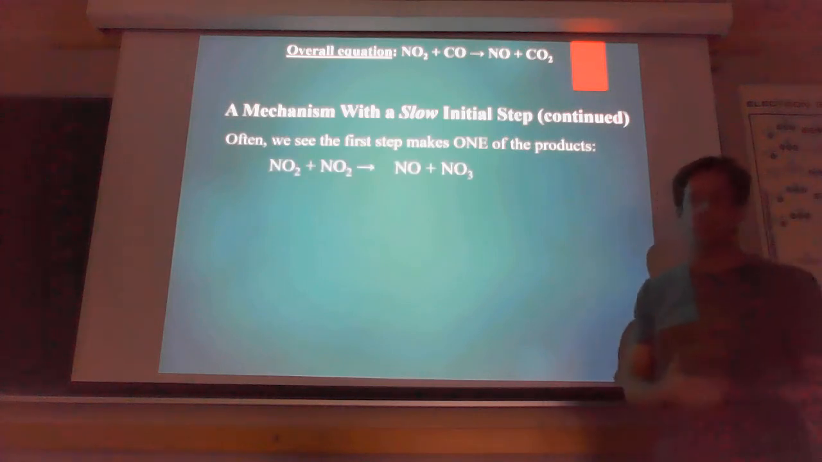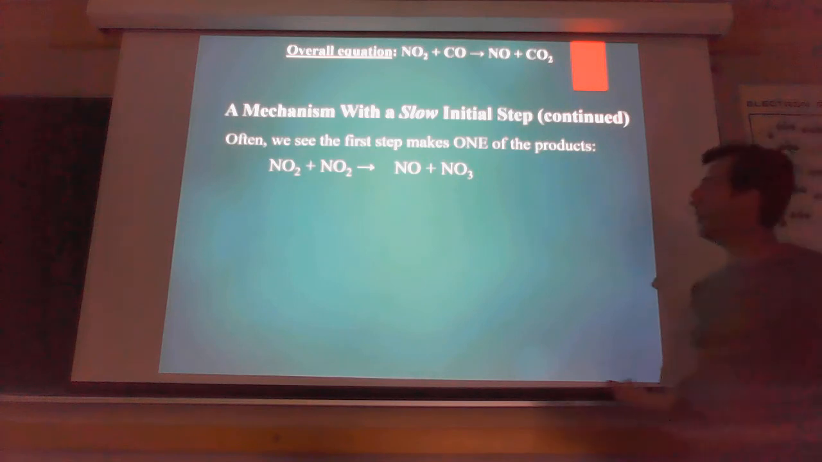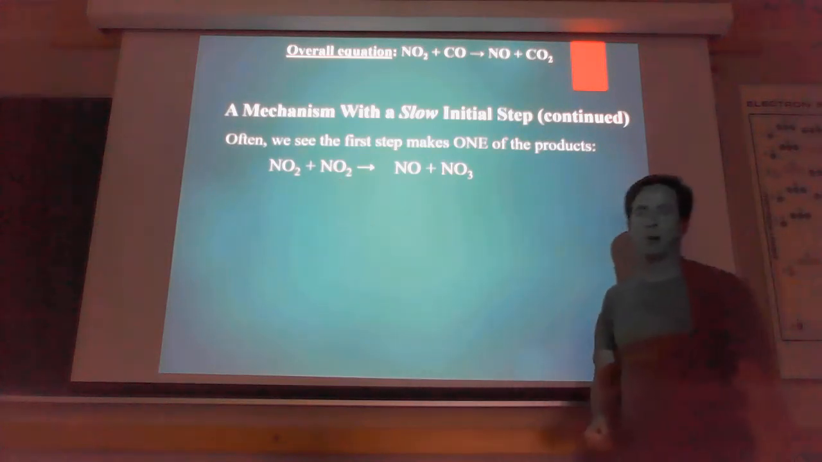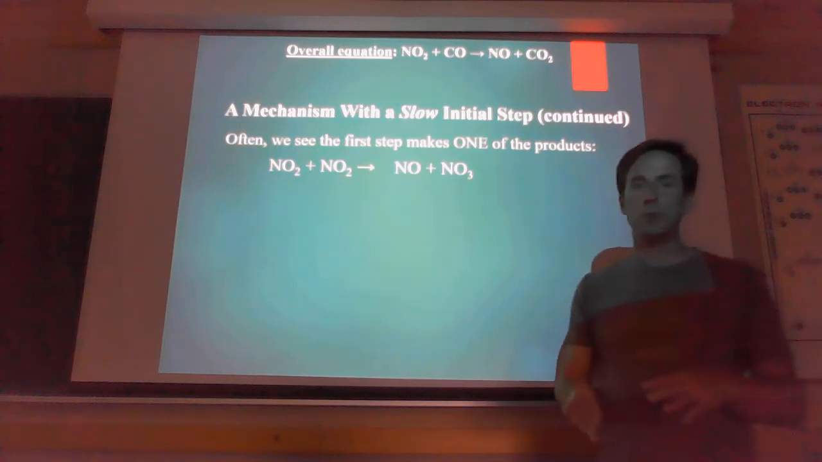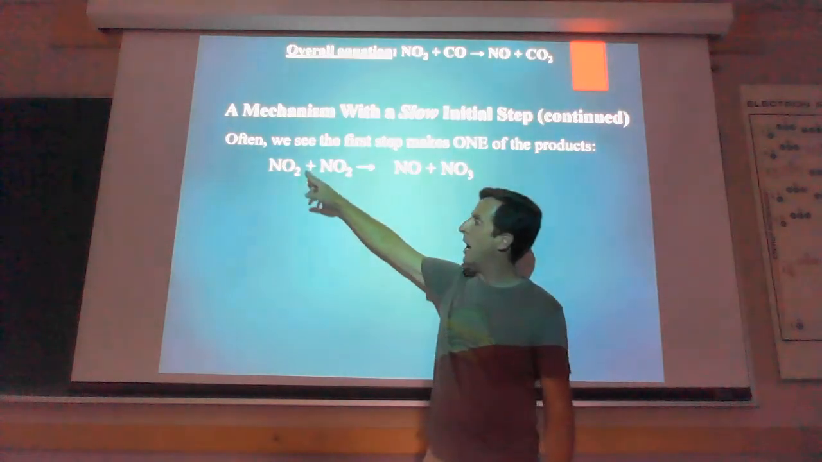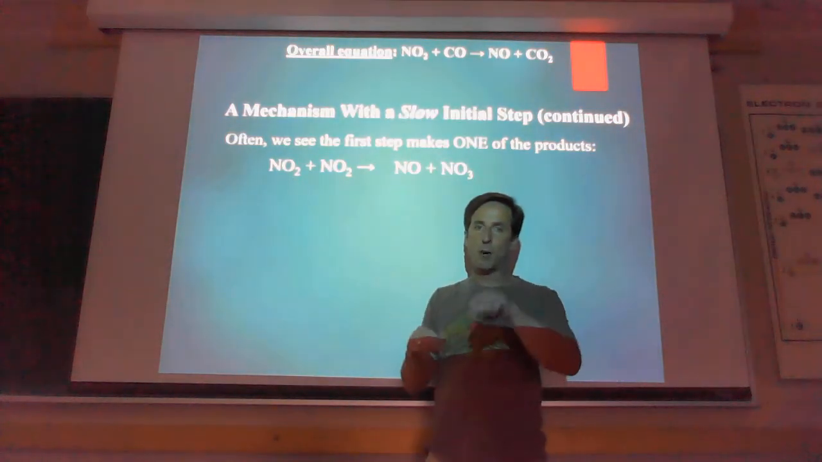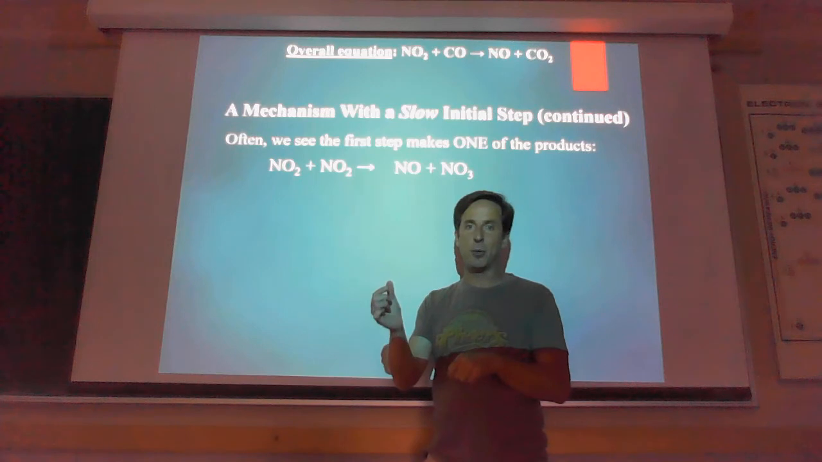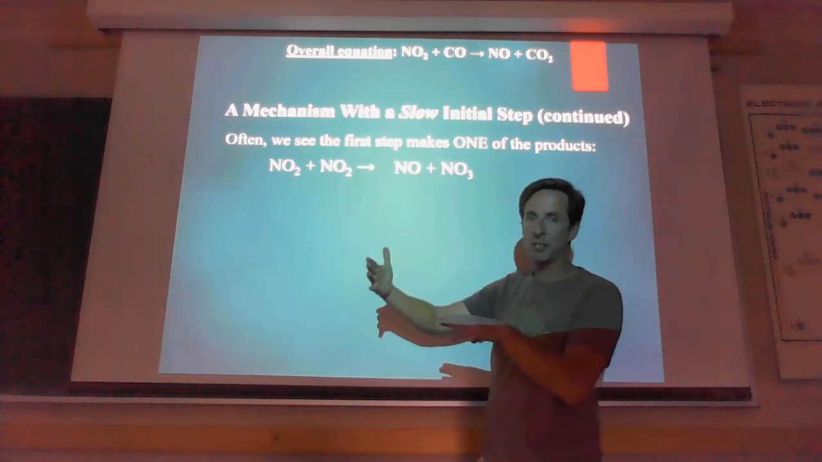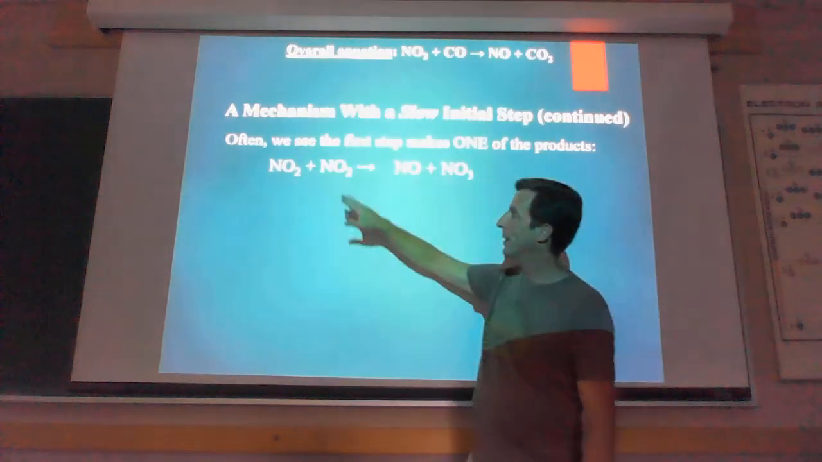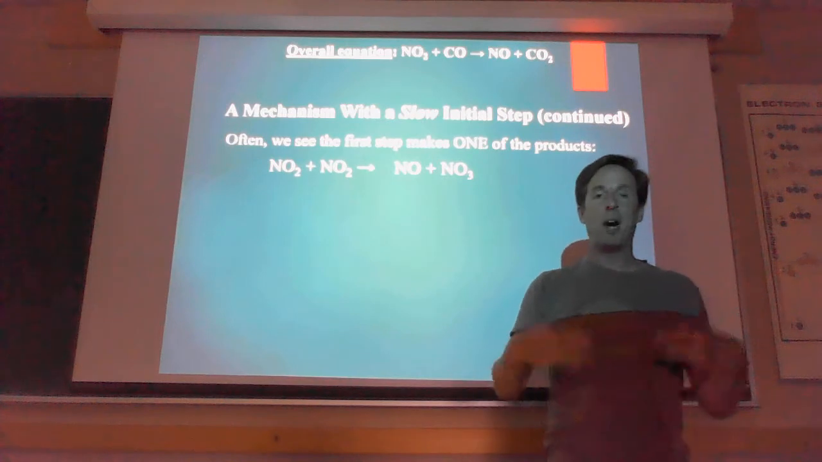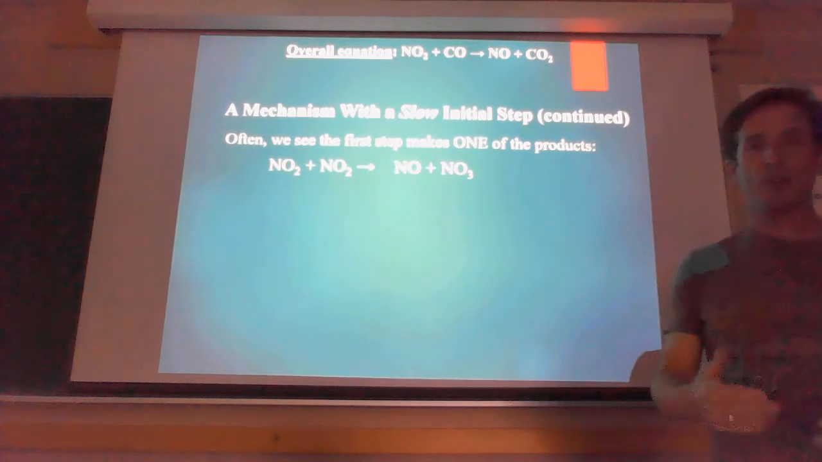Here is a possible way this reaction could happen. It's very common that when two molecules collide with each other, something happens called an atom transfer. These two NO2 molecules crash into each other. One of the oxygen atoms is going to break off one of the molecules and then reattach to the other one. So of my two NO2s, the one that loses an oxygen becomes NO, and the one that gains the oxygen becomes NO3. That's a possible way that this reaction could get started.